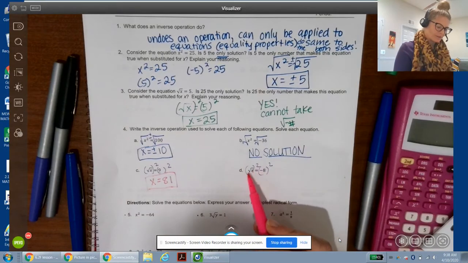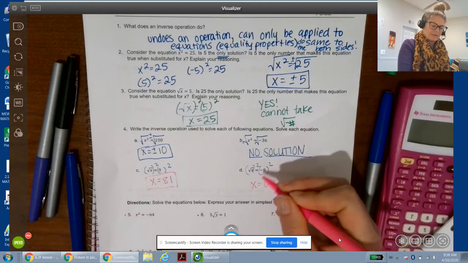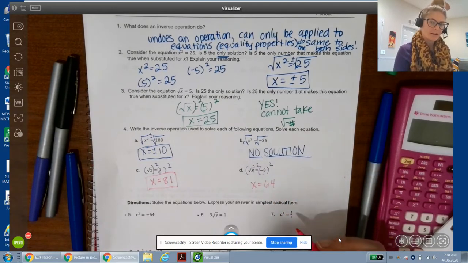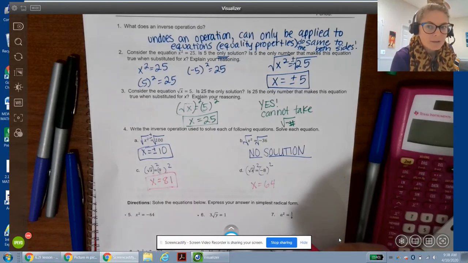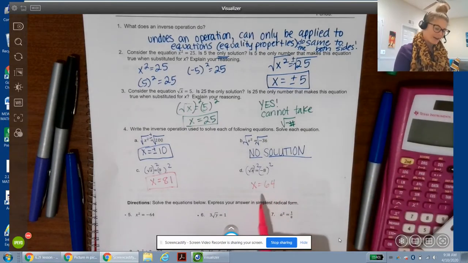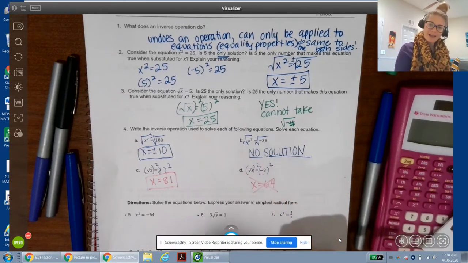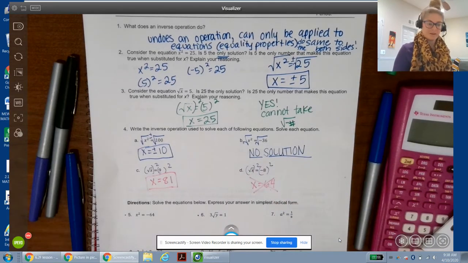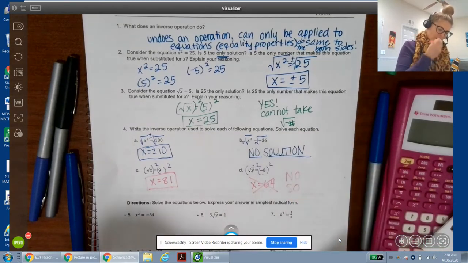Let's take the next one. Square root of x, we're going to square both sides. Okay, so x should be 64, because negative 8 times negative 8 is 64, right? Please stop me. Think about this. If you substituted 64 back in for x, square root of 64, can that be a negative? No way. You really have to think about verifying these. So this one is also no solution.